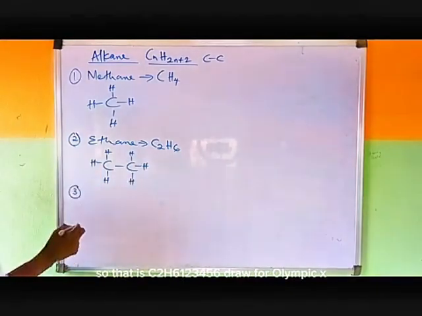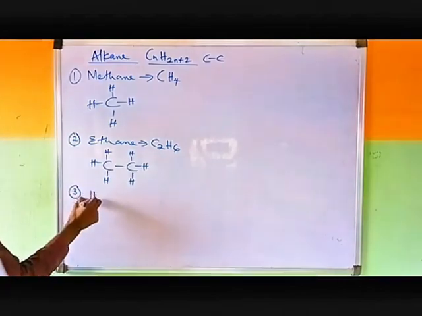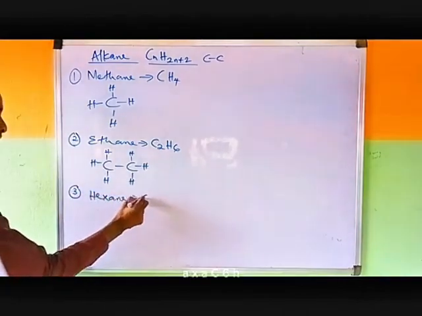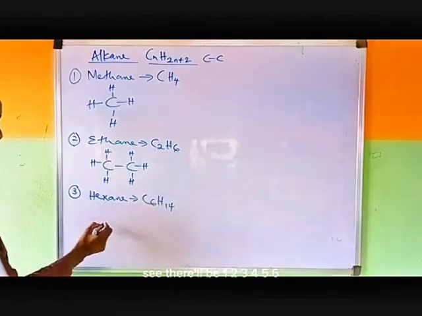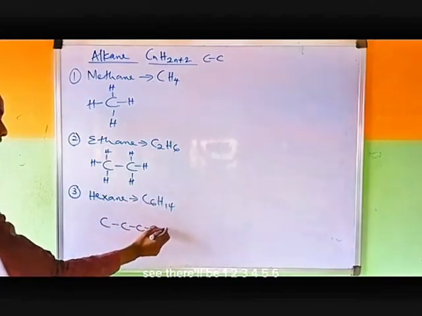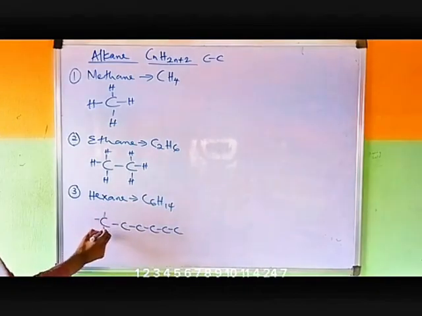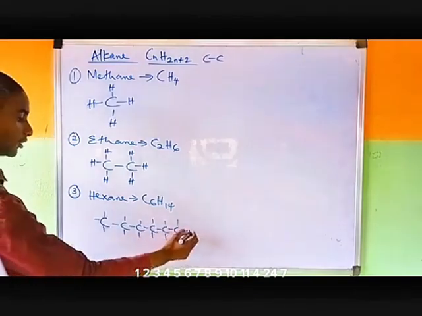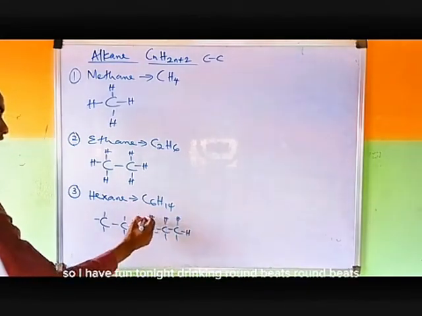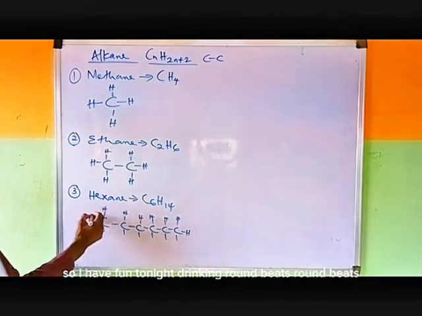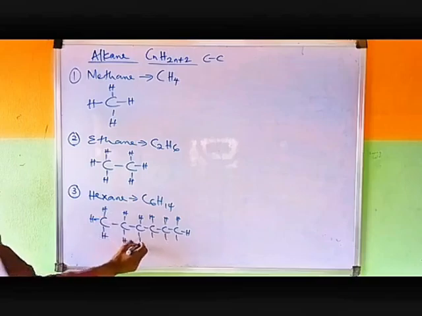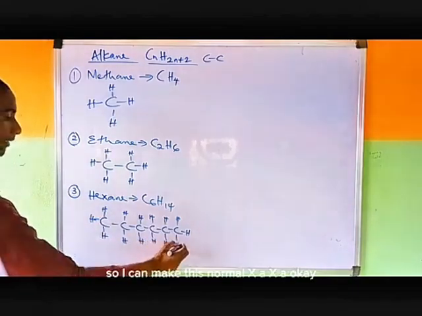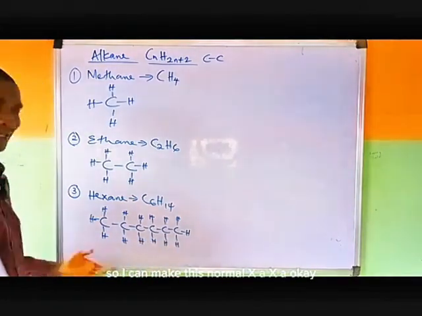If I want to draw hexane, hexane is C6H14. That will be 1, 2, 3, 4, 5, 6, then 1, 2, 3, 4, 5, 6, 7, 8, 9, 10, 11, 12, 13, 14. So I have 14 hydrogen around it. So I can name this normal hexane, n-hexane.